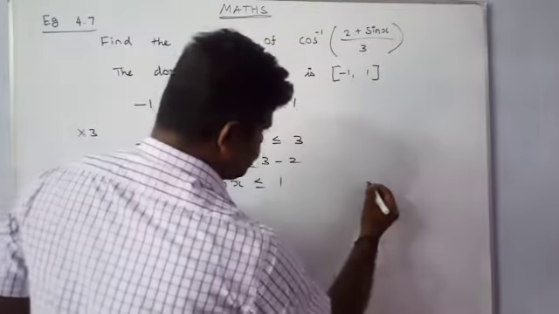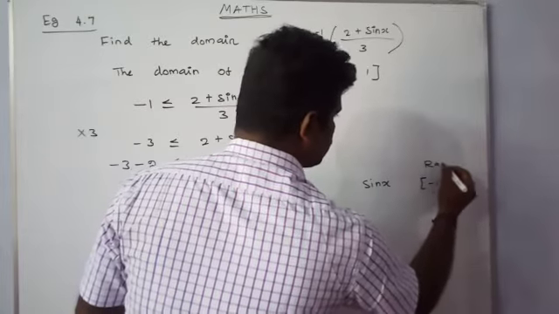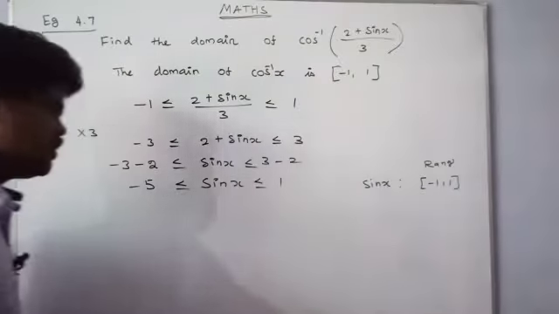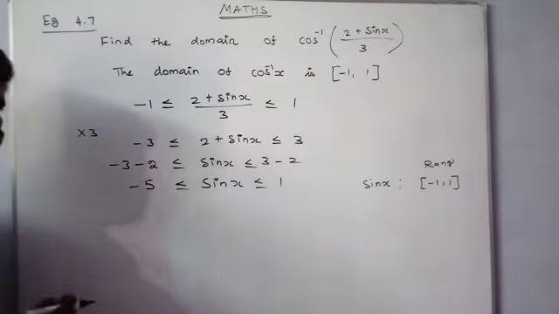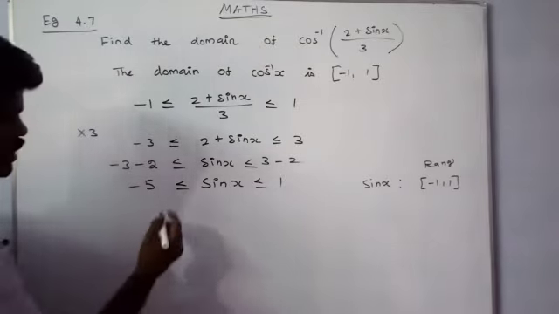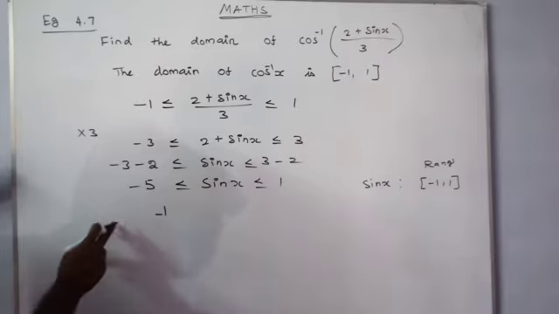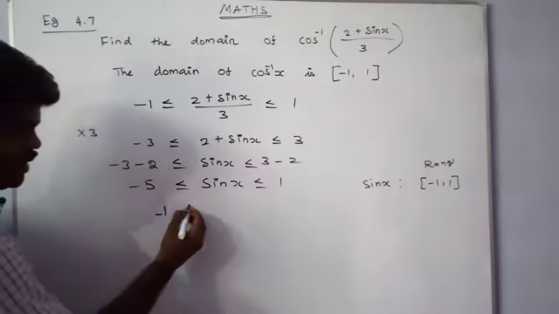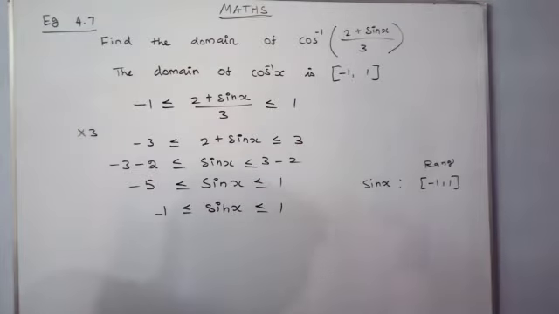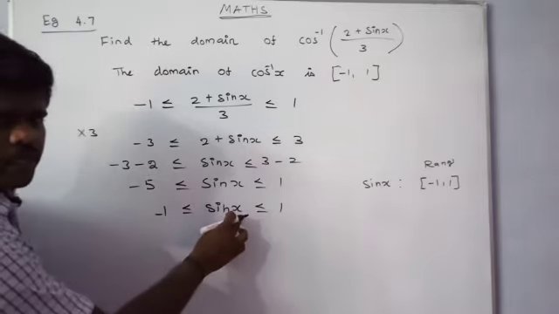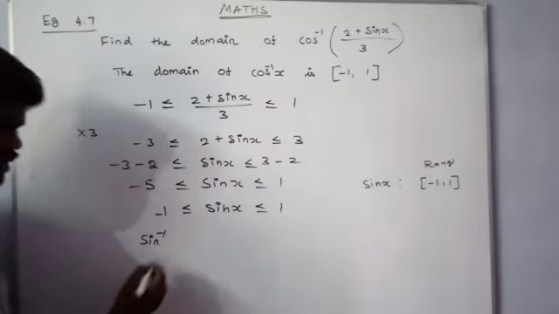Here also the range of sin x must be minus 1 to plus 1. The range of sin x is also minus 1 to plus 1. But here minus 5 is there. So we neglect the values below minus 1, like minus 2, minus 3, minus 4, minus 5. So we take minus 1 less than or equal to sin x less than or equal to plus 1. And we want to find the x value only. So take sin to this side, and this side must be written as sin inverse.